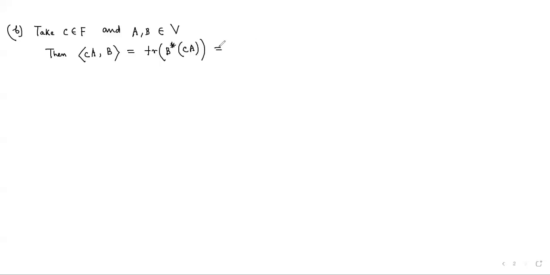Now, the second property is we are taking a scalar C belonging to the field F and A, B, two square matrices belonging to the vector space capital V. Then the inner product of C A with B, by definition, would be trace of B star C A. Now C is a scalar quantity, so it can come outside. So we can write it as trace of B star C A, like this, by associativity. If a scalar multiplies a matrix, that scalar can be taken outside. We all know that. And then once again, we can write it as trace of C into B star A.